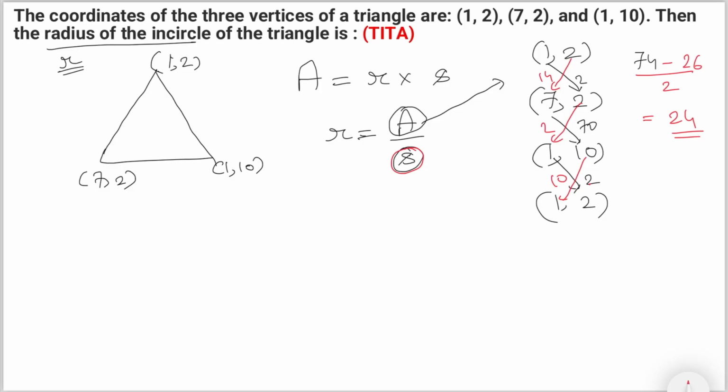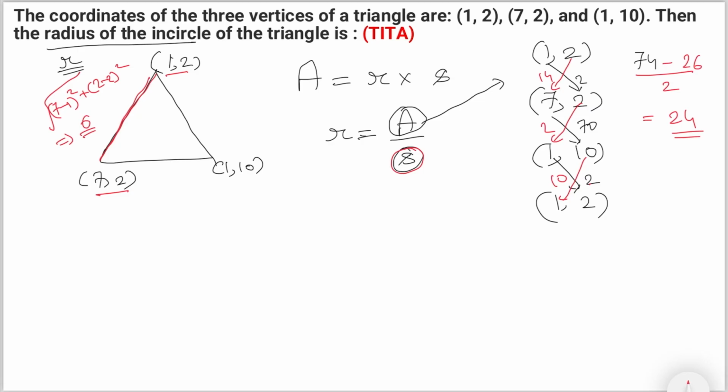For the semi-perimeter, guys, we'll need the perimeter of this triangle, and for that we will need the length of the individual sides. So for the sides now we can use the distance formula like 1, 2 and 7, 2. The distance between these two vertices can be found as square root of 7 minus 1 the whole square plus 2 minus 2 the whole square. This will be root of 7 minus 1 is 6 square plus 0 square, which is root of 6 square, and that is nothing but 6 units, right?